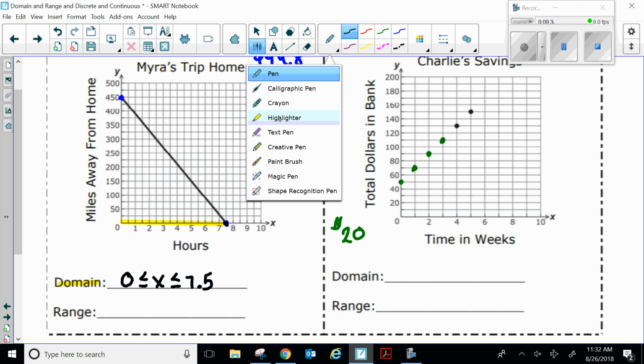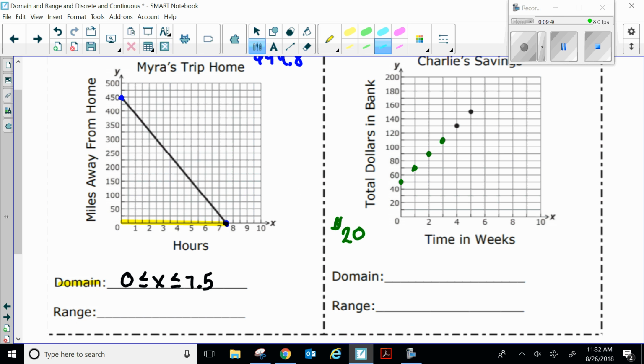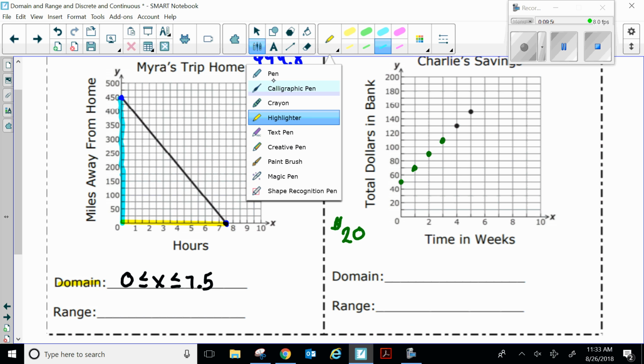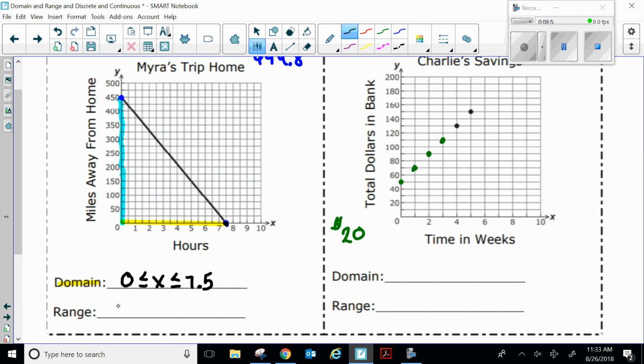Okay, so now we're going to look at my range. My range begins at 0, or I'm sorry, the least value is 0, and my max is 450. So to write my range, I will have 0 is less than or equal to all my y values, and all my y values are less than or equal to 450.